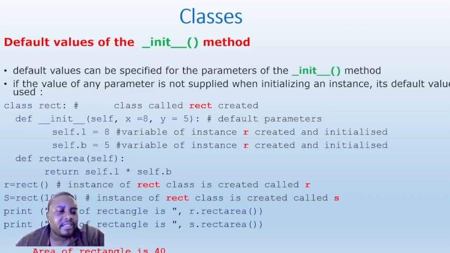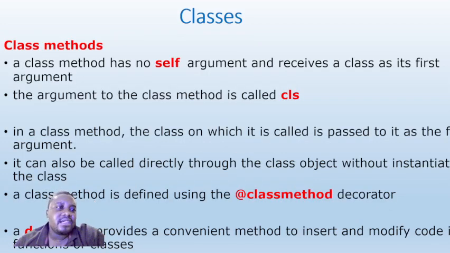You can first see that it's printing for the first class, which was 8 multiplied by 5. Then after that it is going to be 10 multiplied by 20, which is going to give you 200. So this is how you write this class. You can check the format of how you write this class.